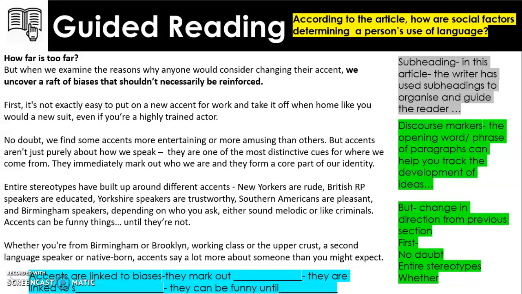So in summary, this is the problem with accents. This is why this section is called How Far is Too Far. That it's okay to find some accents amusing and entertaining, but if we start to go too far, if we start to mark people out as being uneducated or stupid or thick or common, and then use that information to discriminate against them, we're going too far.